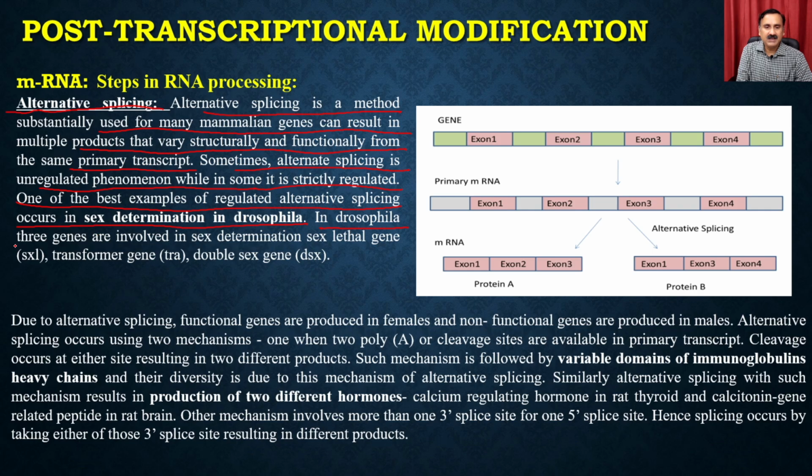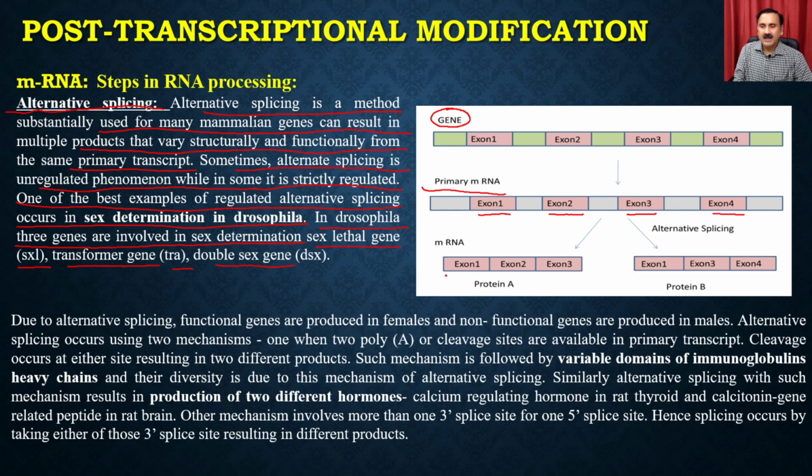In Drosophila, 3 genes are involved in sex determination: the sex lethal gene or SXL, the transformer gene, TRA, and the doublesex gene. And these genes are going for alternate splicing. So for example, in alternate splicing, this is the gene for that particular protein, and it's going to produce the primary RNA. Now in the primary RNA you have exon 1, exon 2, exon 3 and exon 4. Now these 4 exons can do the alternate splicing in 2 ways.